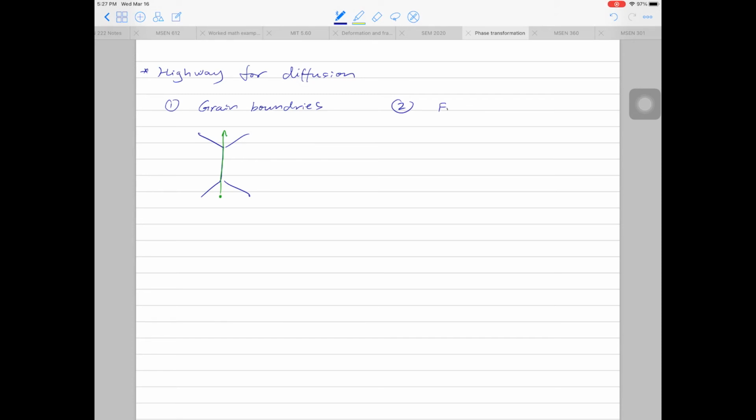Second, free surfaces in samples can also act as a highway for diffusion. This is why when we do heating experiments inside TEM, samples are essentially thin foils. A lot of diffusion can happen on the TEM sample surface instead of inside the material. That's something we need to bear in mind.